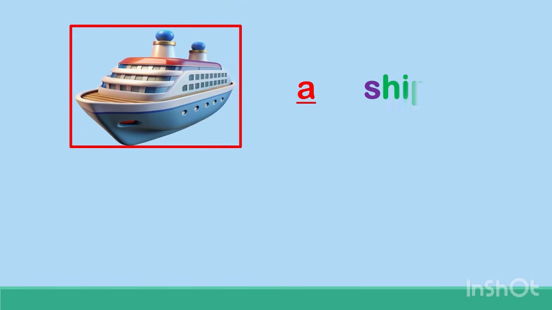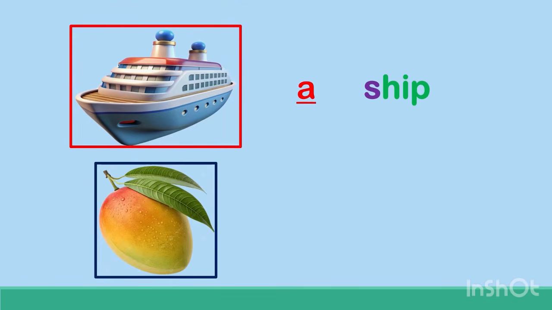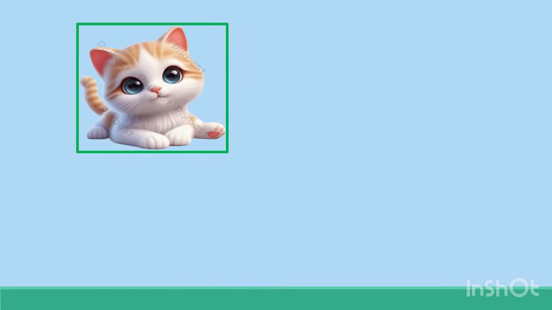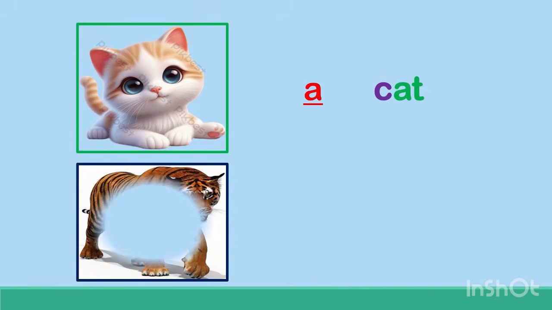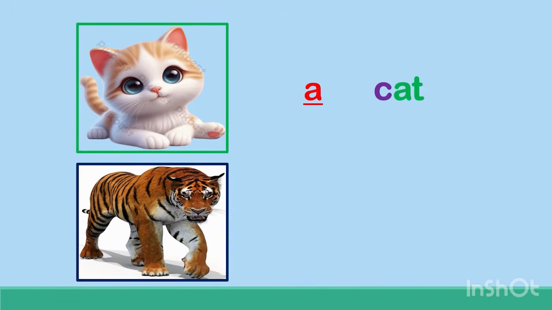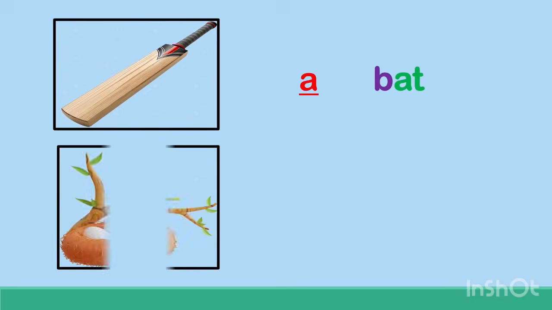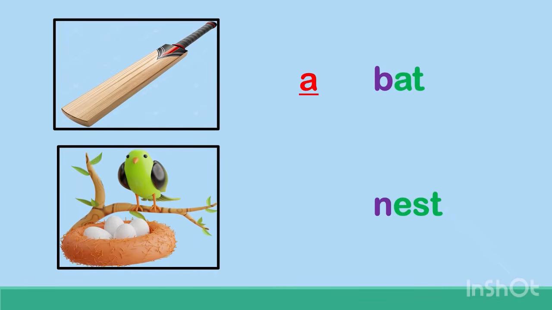Here, this is a picture of a ship. So we use a before a ship. A ship, a mango, a cat, a tiger, a bat. B is a consonant, so we use a. And this is a nest, so a nest.